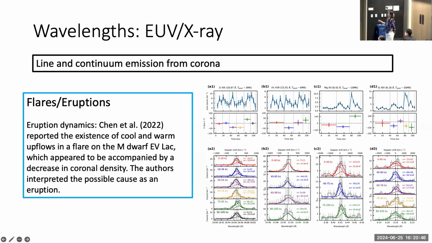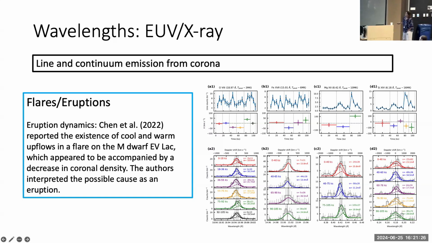And this is a complicated series of plots. There's an individual line in each column, and then each row shows you, the top is the intensity of that line as a function of time. The next panel is the velocity in a series of time bins. And then the bottom panel decomposes the line profile in each of those time bins. So you can see the Gaussians that were used to fit a stationary component and a moving component.